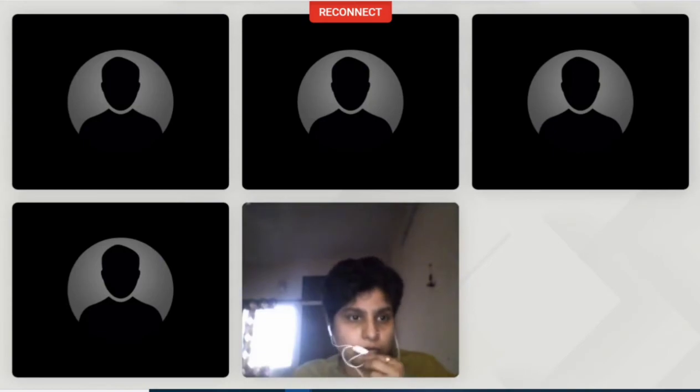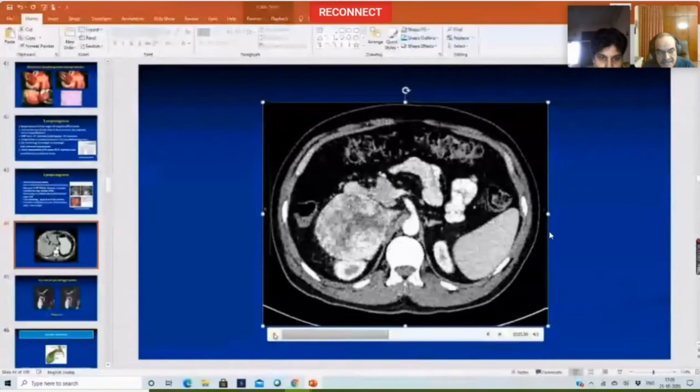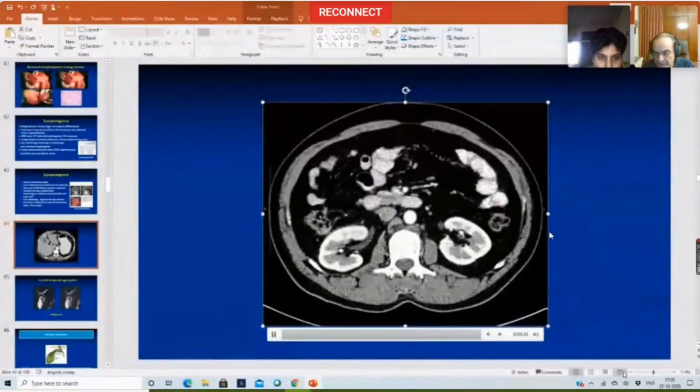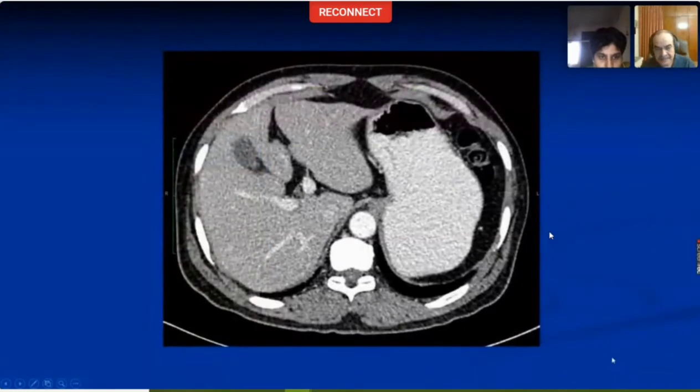So you said this is arising from the right adrenal. And what about the enhancement? It is avidly enhancing, a heterogeneously avidly enhancing lesion, a well-defined lesion. Okay, so diagnosis?